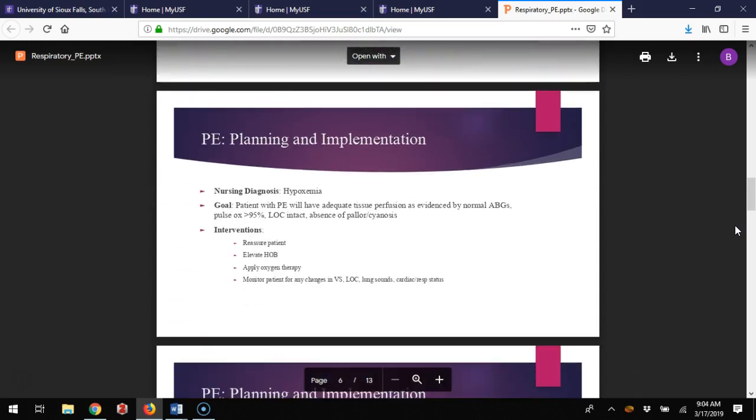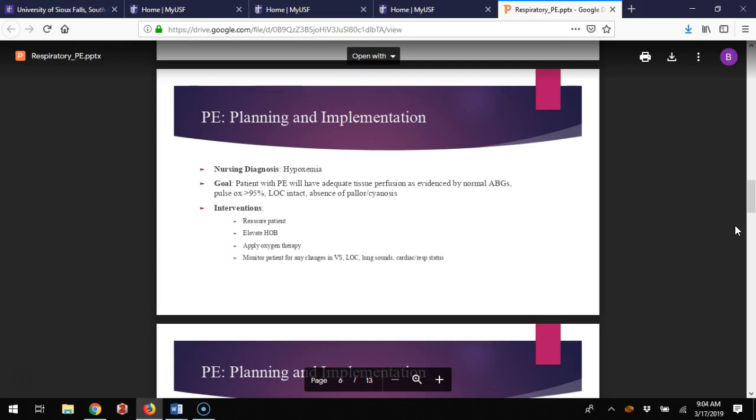Alright, so nursing diagnosis. You could have hypoxemia, so they're not perfusing well. And this is going to be evidenced by ABGs, decreased SATs, difficulty in breathing, level of consciousness. All these things could be affected with that. So our goal is to increase tissue perfusion, having normal ABGs, having good SATs, having good breathing, lack of cyanosis.